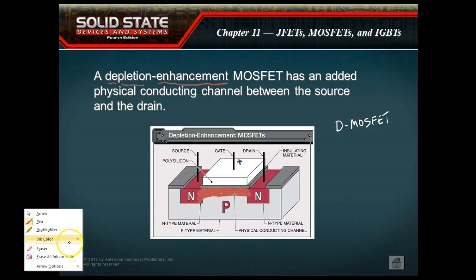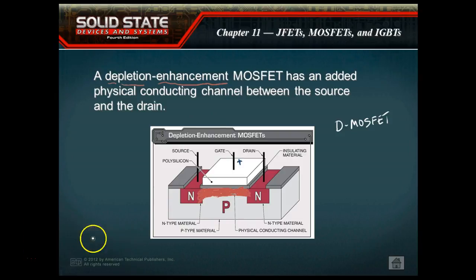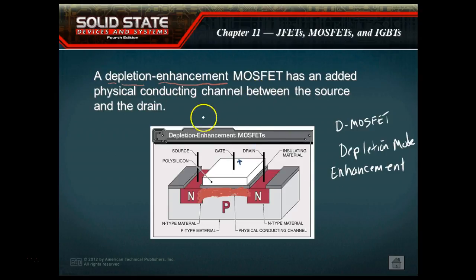So D MOSFETs can operate either in the depletion mode or they can operate in the enhancement mode. And they don't call them depletion enhancement mode MOSFETs. They call them D MOSFETs. That's what they're called. Believe me, I know. So the book is kind of misleading here. Well, the book's not misleading. This is what they do, but this is what we call them, D MOSFETs.